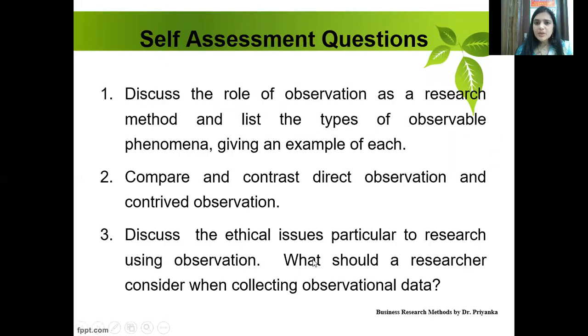Some self-assessment questions. Number one, discuss the role of observation as a research method and list the types of observable phenomena, giving an example of each. You can list down all the kinds of observations we discussed in just the first or second slide, and then give examples of each. Second, compare and contrast direct observation and contrived observation. You just have to define them and then compare.